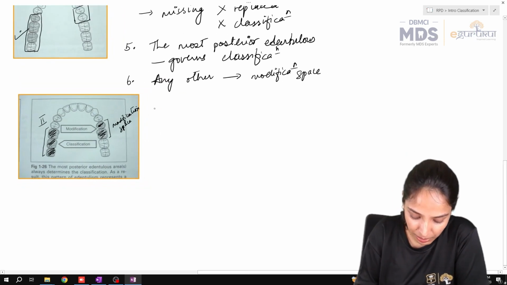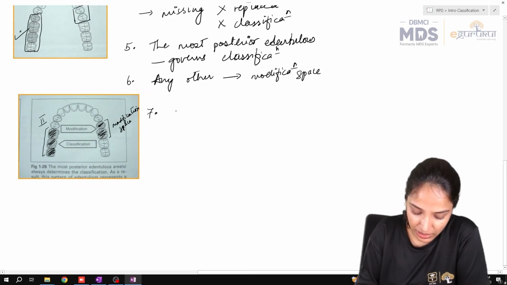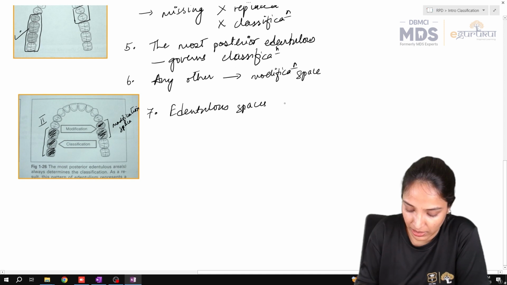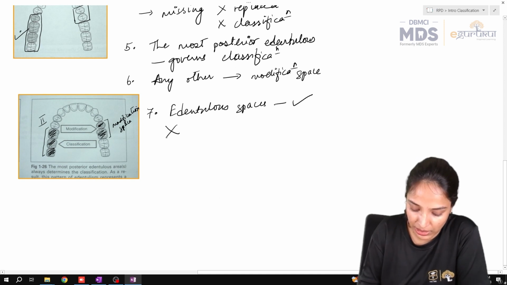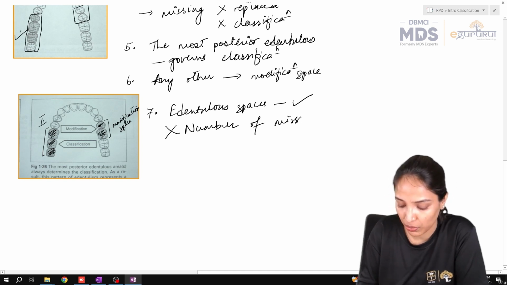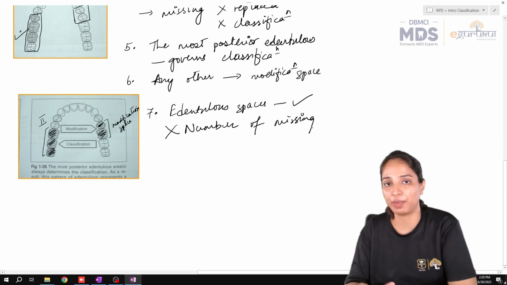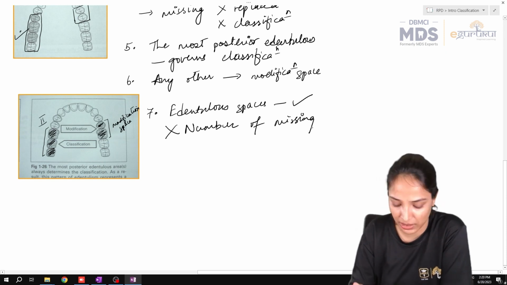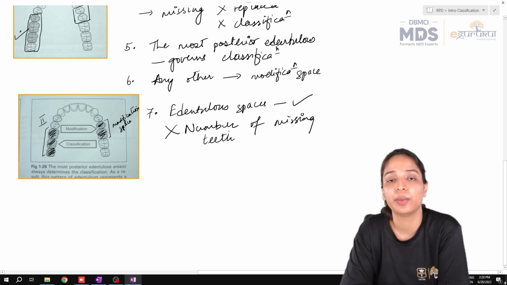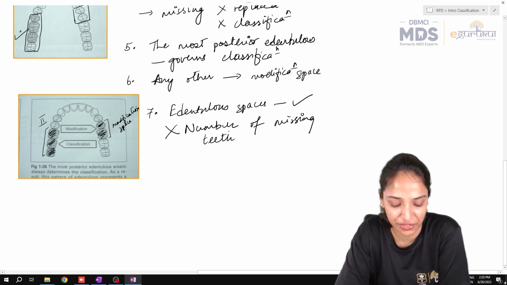What does rule number 7 say? That you just see the edentulous spaces, right? You do not see the number of missing teeth when counting the modification space. So only the number of edentulous spans or edentulous spaces is taken into consideration. The number of missing teeth is not counted when giving the nomenclature of the modification space.